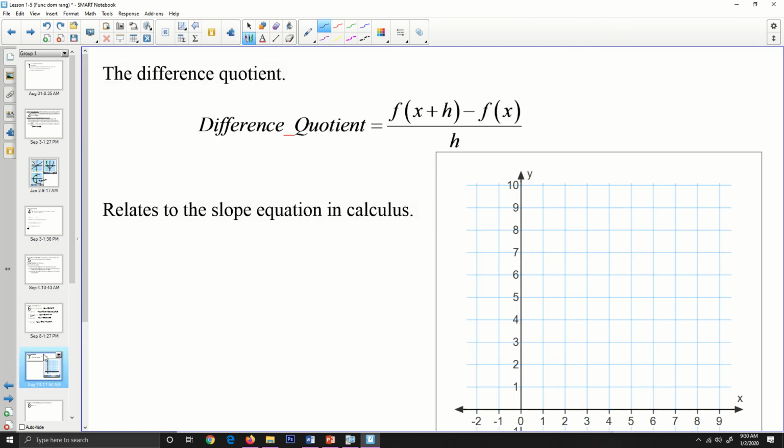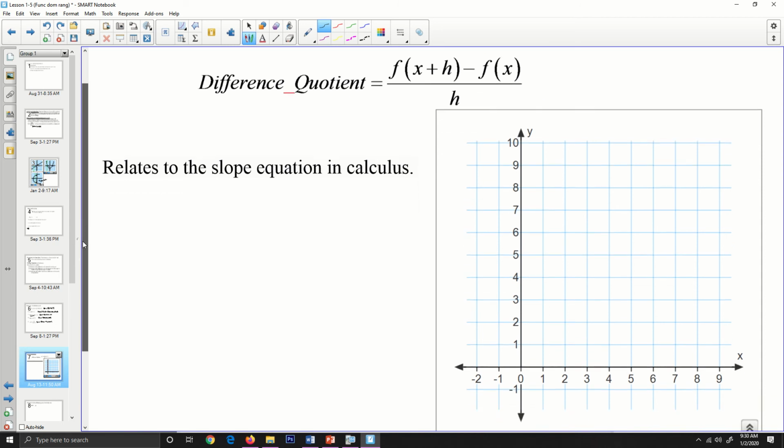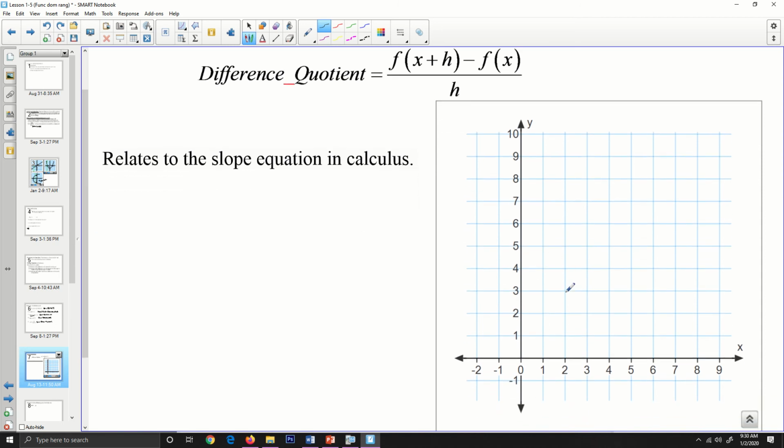All right, moving on. The difference quotient. The difference quotient relates to the slope equation in calculus, and you'll see this if you do get to calculus. But essentially what it does is this. If I pick 2 points, and I could call this point x1, y1, and this point right here x2, y2. All right. The slope between those is the difference in these two x's underneath the y's.